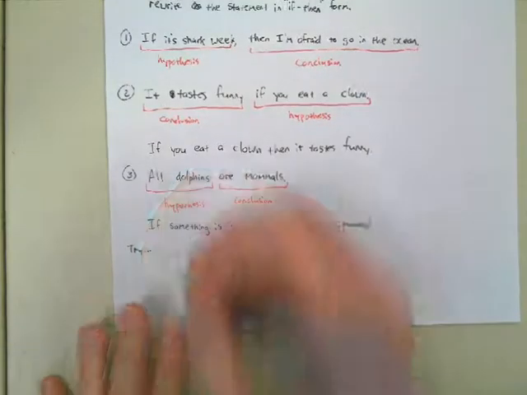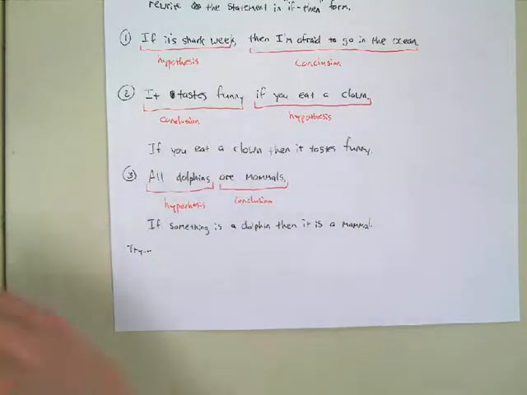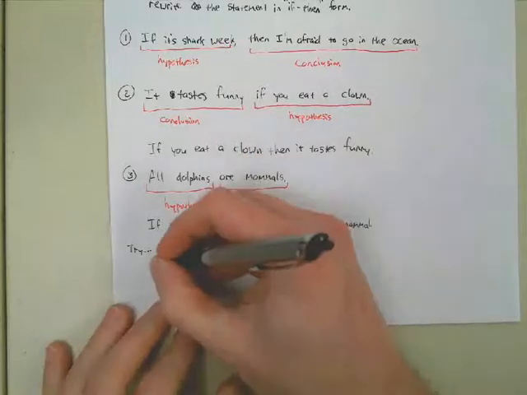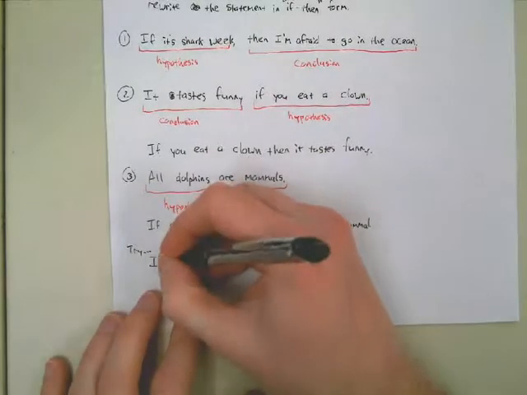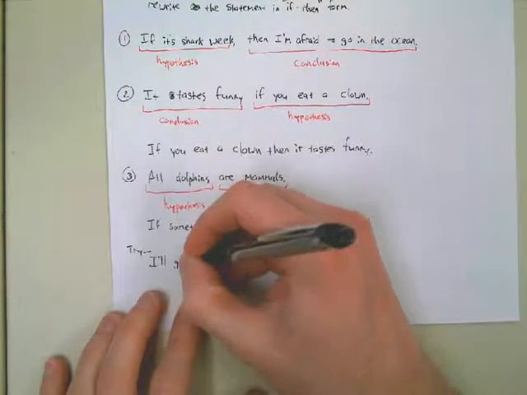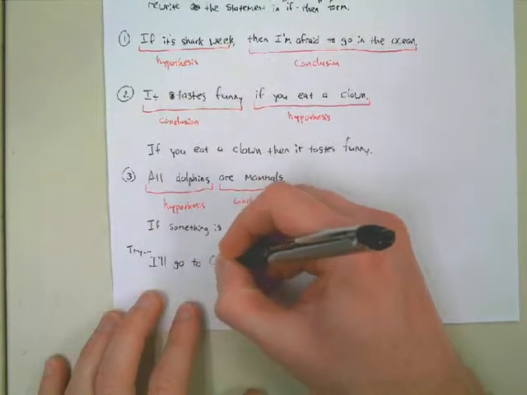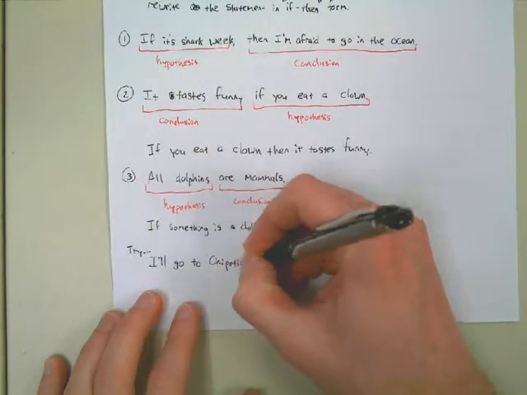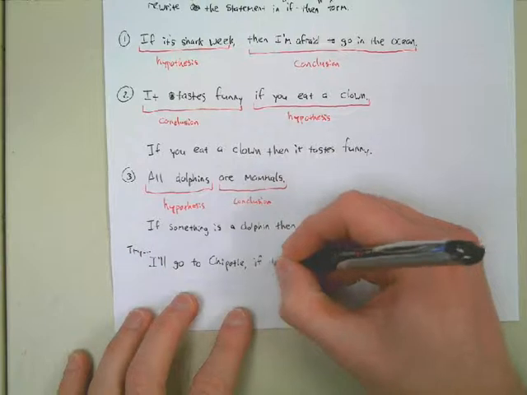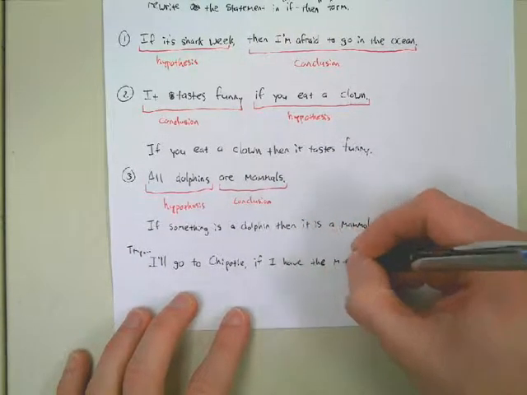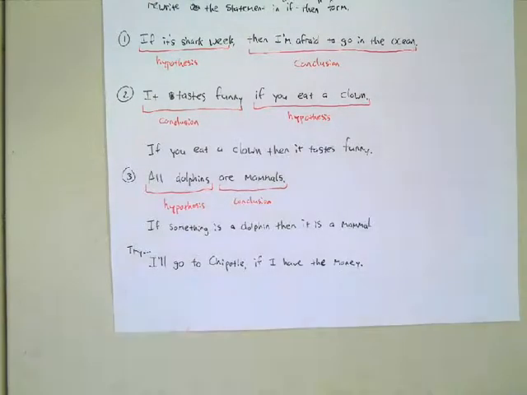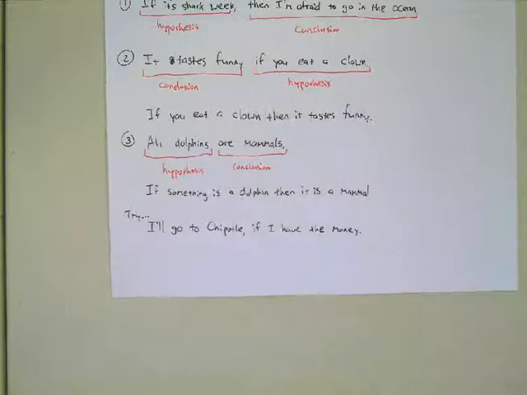All right, let me give you one to try. Here's for you. So again, identify the hypothesis and conclusion, and then rewrite it in appropriate if-then form if necessary. I'll go to Chipotle if I have the money. I feel like I wrote this like a semester ago, and now I wonder if people even go there now. So anyway, I'll go to Chipotle if I have the money. So again, identify the hypothesis, identify the conclusion.